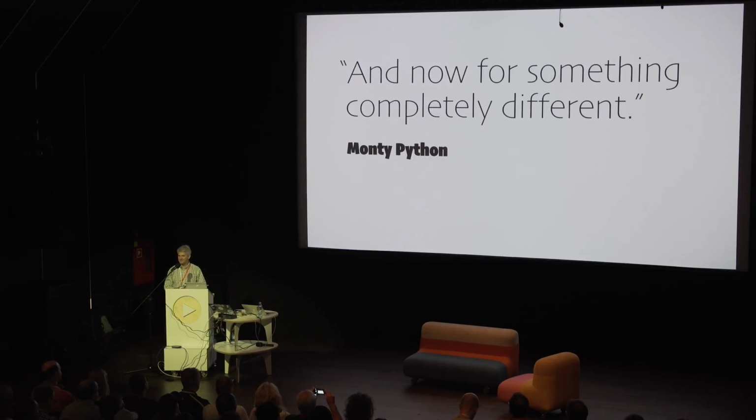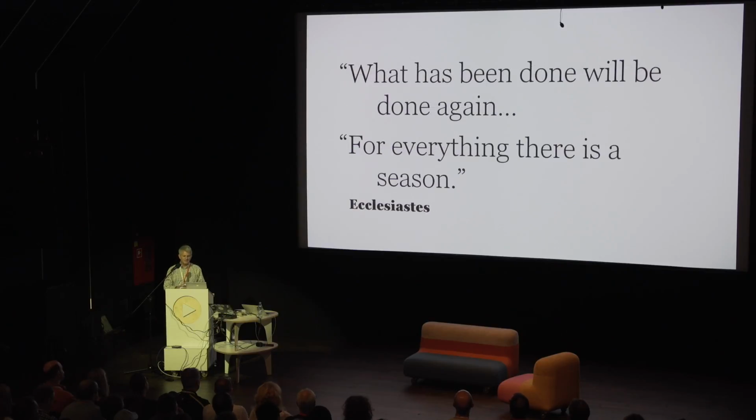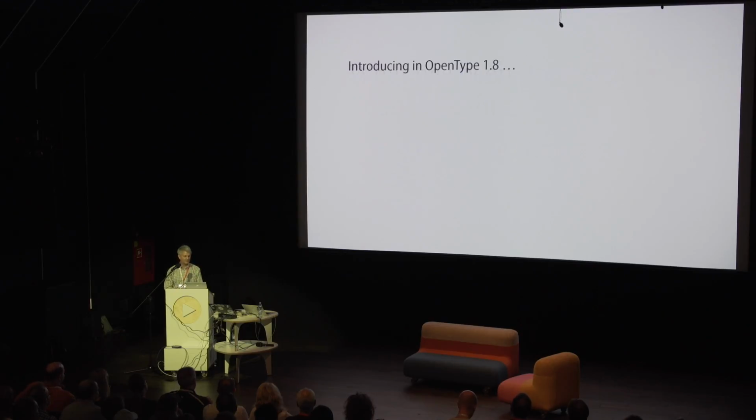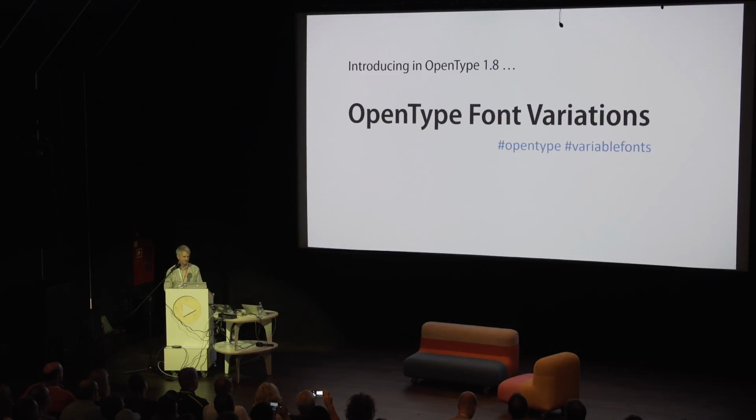Well, now I'm going to talk about something completely different, but well, if there's nothing new, then maybe it's not so completely different. I started thinking about Ecclesiastes, and were there any other things that he had to say that reflected what we're doing in OpenType 1.8? And there were these other passages. What's been done will be done again. For everything there is a season. I think this is an apt description for what we're introducing now in OpenType 1.8, which is OpenType Font Variations.